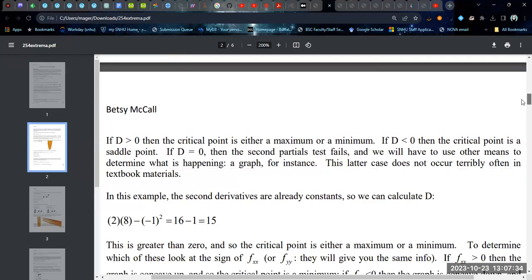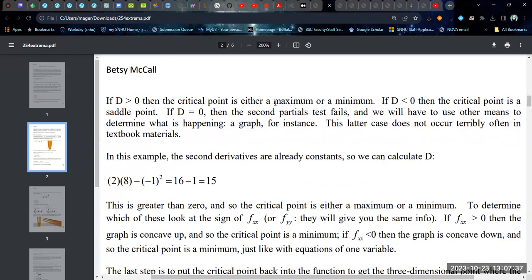Now, if the D is positive, then it's either a max or a min. And if D is negative, then it's a saddle point. If D is 0, then we have to use other means. This would typically involve things like gradient fields, level curves, things like that, because that's the equivalent of the first derivative test in multivariable calculus. In textbooks, they typically may not ask you to go beyond that if the test fails. You just say you can't determine it. But really, if you needed to determine it, you would go to the gradient field and you would determine it that way.